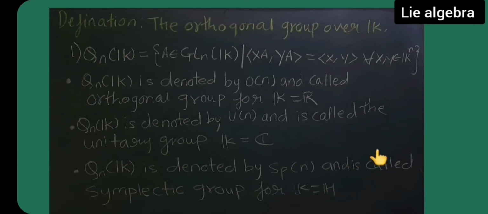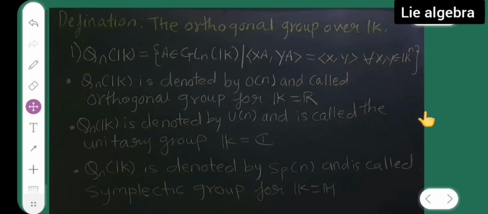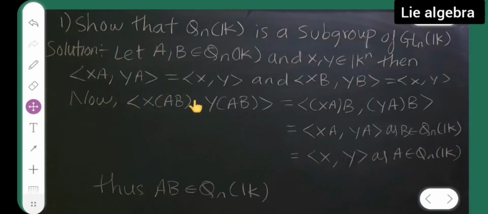So this definition is very important, especially the first part. I will be proving one proof based on this. So next, turn the page. Okay, so show that Qn of K is a subgroup of Gln of K. Now what I have to show is that my Qn of K is a subgroup of Gln of K.